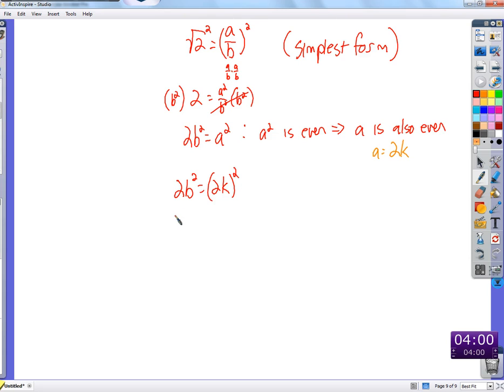So let's see. 2B squared then equals 4K squared. We multiply this by itself, we get 2 times 2 is 4, K times K is K squared. And we'll divide both sides by 2. So B squared equals, 4 cancels with 2, 2K squared.